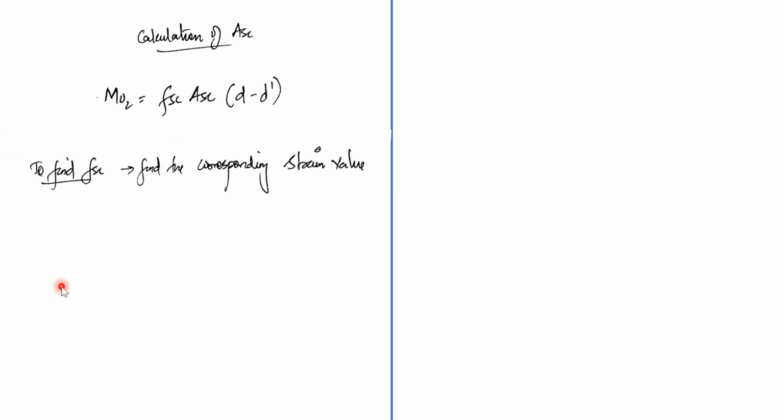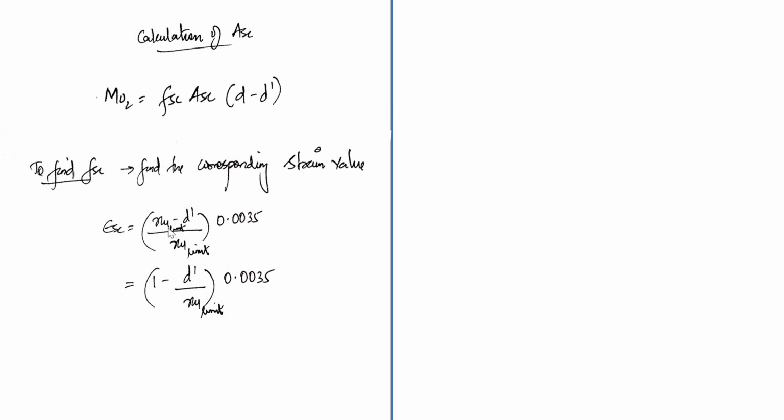Now the next one is the calculation of Asc. For compression steel, I can write Mu2 is equal to Fsc Asc into (d minus d dash). So here you need to find the values for Fsc and Asc. First you need to get the value for Fsc. To find the value for Fsc, you need to find the corresponding strain value, that is epsilon sc.